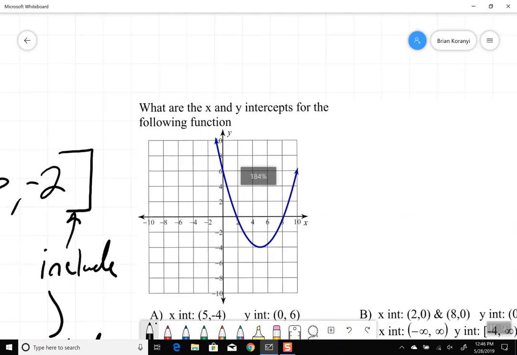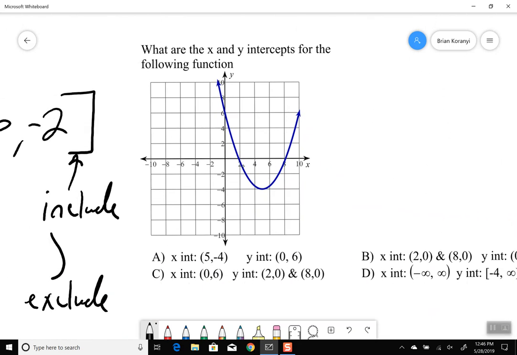Okay. Next one, x and y intercepts. Your x-intercepts are where it hits the x-axis. You have to treat it like a point, which has an x and a y. So that's the point 4, 0. I'm sorry, 2, 0. And 8, 0. And your y-intercept is where it hits the y-axis, which is going to be 0, 6.